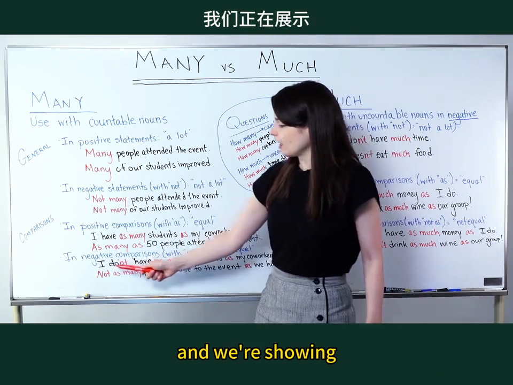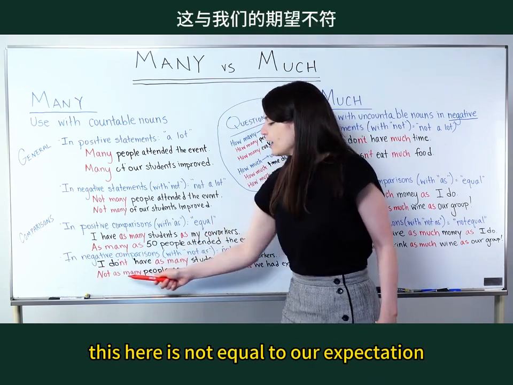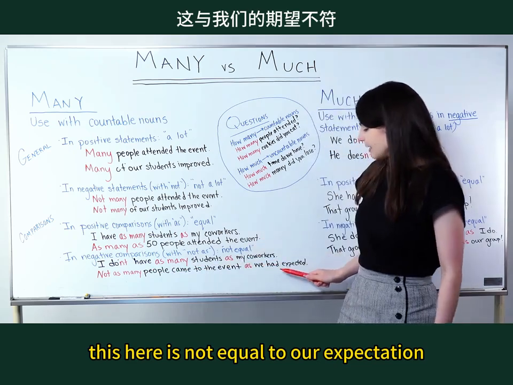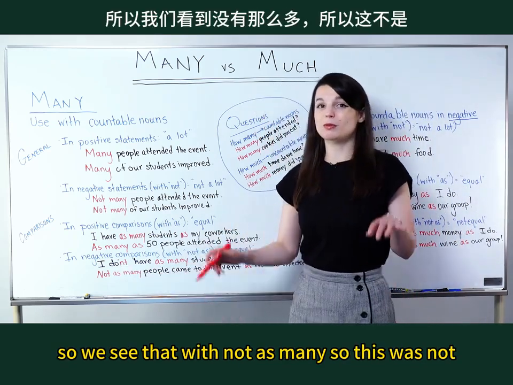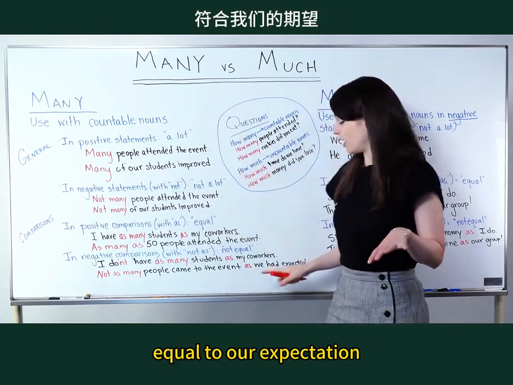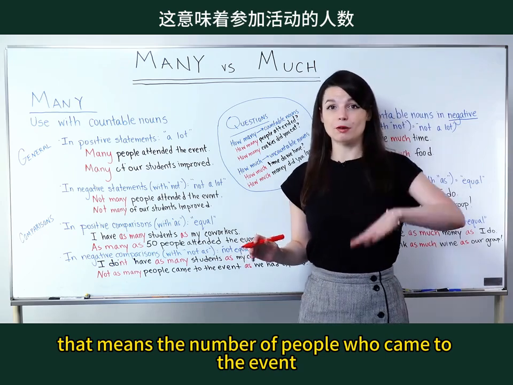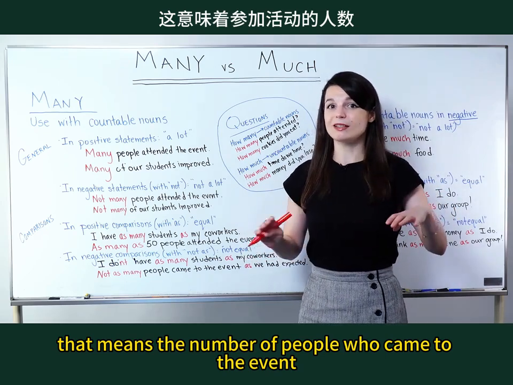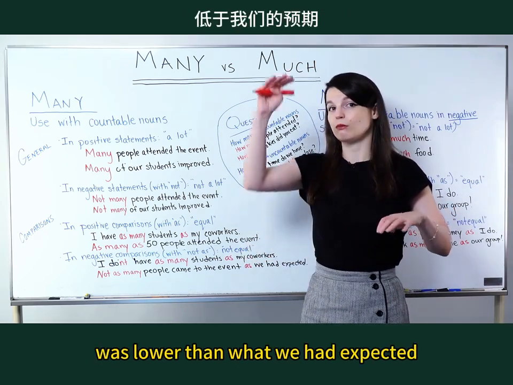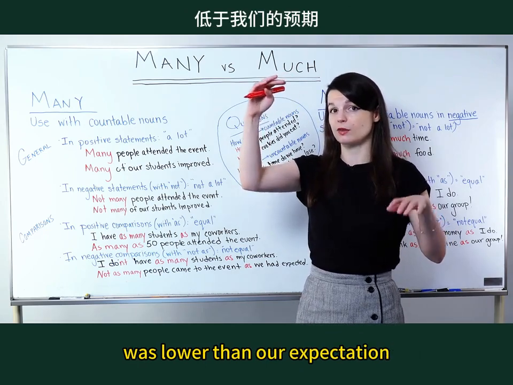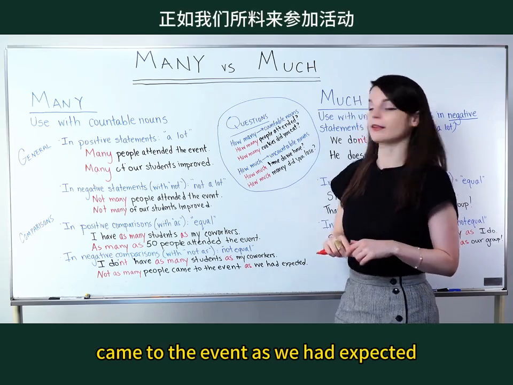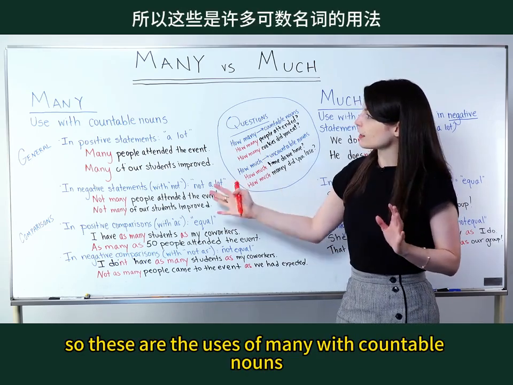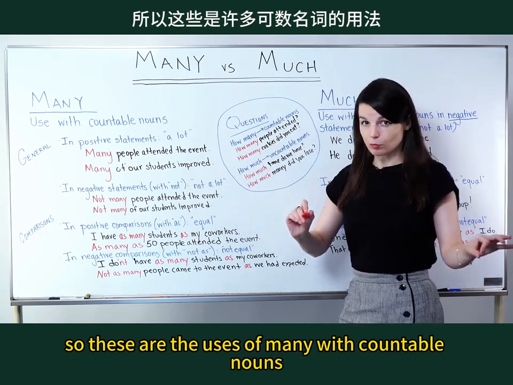And we're showing this here is not equal to our expectation. So we see that with not as many. So this was not equal to our expectation. That means the number of people who came to the event was lower than what we had expected, was lower than our expectation. Not as many people came to the event as we had expected. So these are the uses of many with countable nouns.